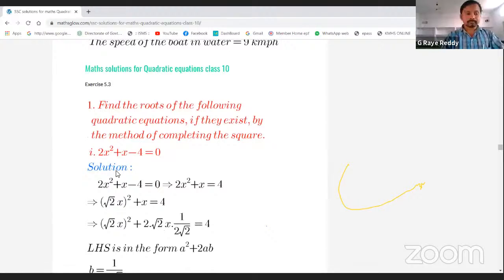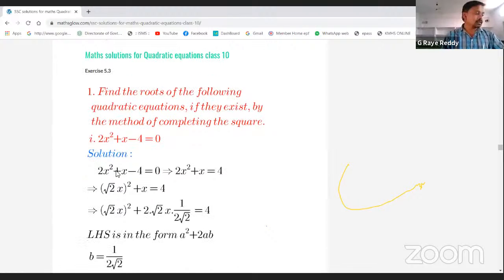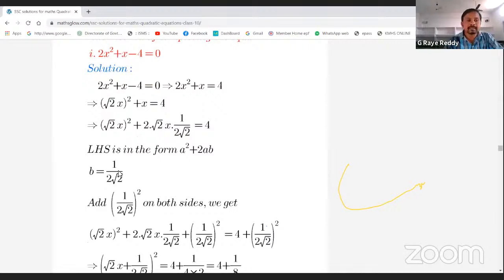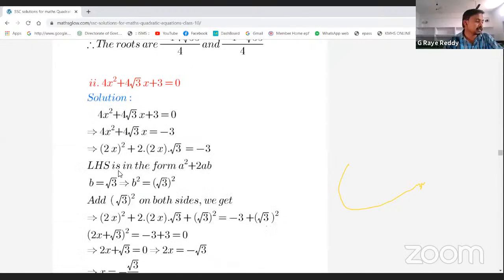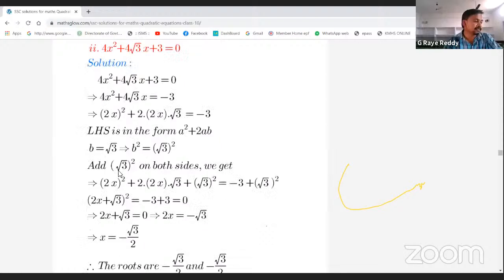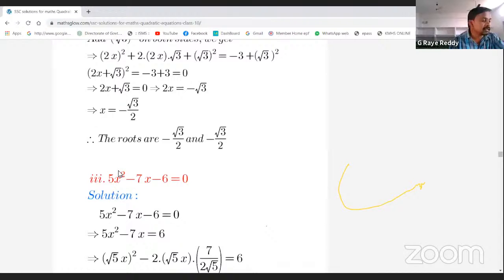Okay, students. Now we can go for exercise 5.3. Find the roots of the following quadratic equations, if they exist. The first bit is the completing square method, so we need not practice that. Then find the roots of the quadratic equation by applying the quadratic formula. So let's go to the second problem.